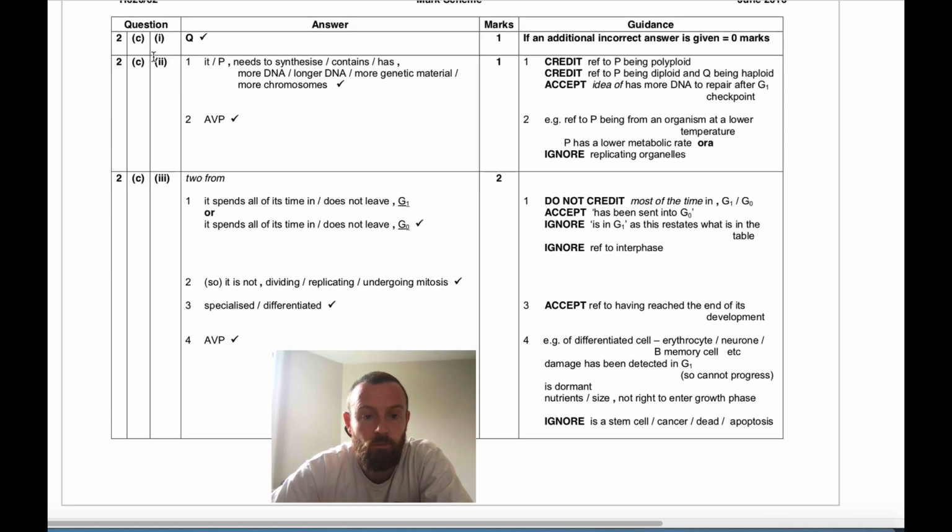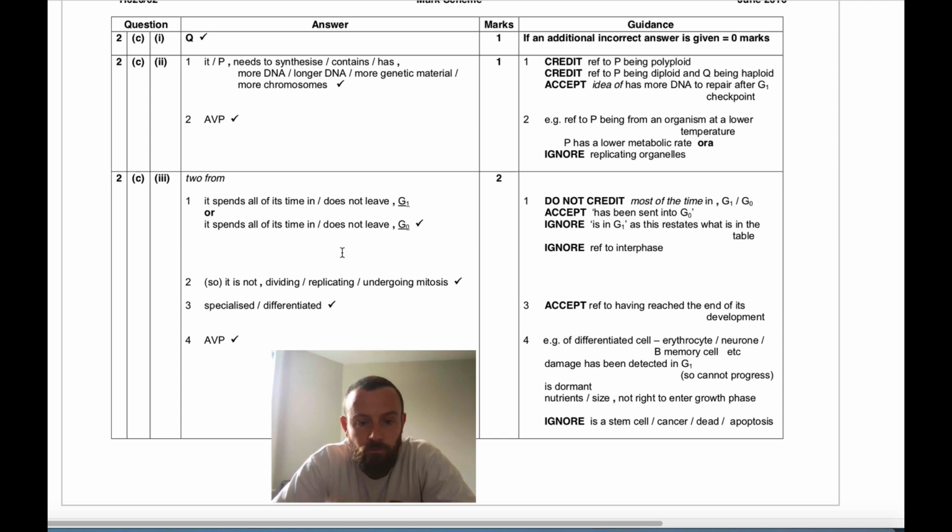Okay, let's go to the mark scheme. So Q needs to synthesize, has more DNA. That's what we said. Or any valid point. What are the valid points they say? Reference to P being from an organism at a lower temperature. Yeah, that's a valid point. So if P is an organism that lives in, I don't know, an Arctic sea in midwinter, under the sea ice where it's very close to freezing, chemical reactions, including the ones catalyzed by enzymes like making DNA, are going to take a long time.